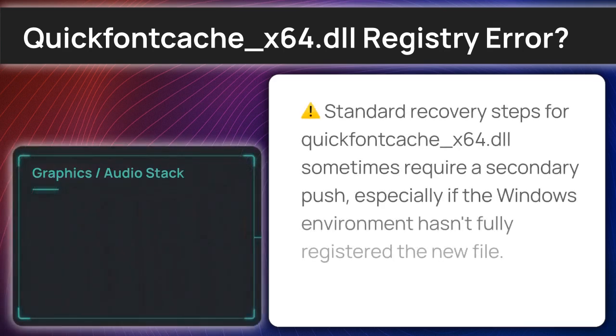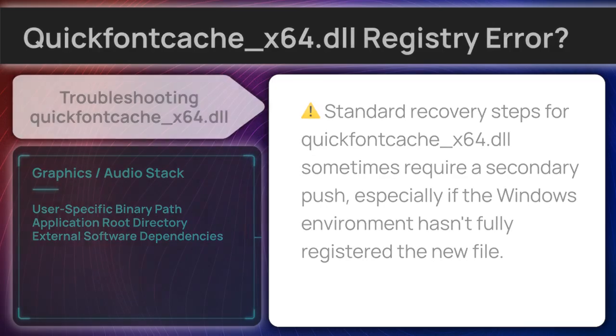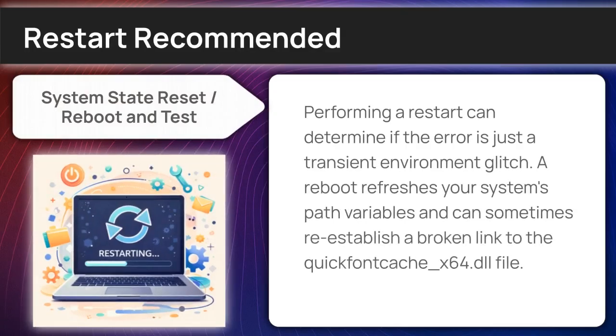If no luck was had with the redistributable package, we will escalate the fix by performing a targeted reset of the system state. A standard reboot clears out temporary memory conflicts and gives the Windows loader another chance to properly register the Quick Font Cache 64 component during startup.